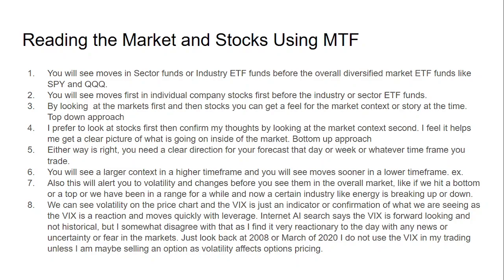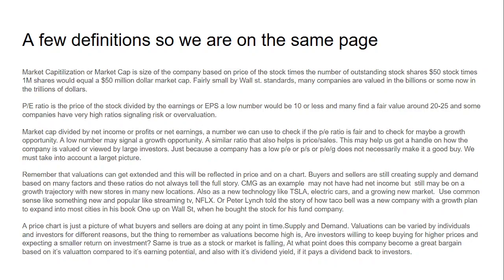If you've ever heard of the VIX, or even if you haven't heard of the VIX, that's a little bit of how that works. So a few more definitions so we're on the same page before we get to the charts. Market capitalization, or market cap, is simply the size of the company based on the price of the stock times the number of outstanding stock shares. So for example, a $50 stock times 1 million shares would equal a $50 million market cap, which is fairly small by Wall Street standards.